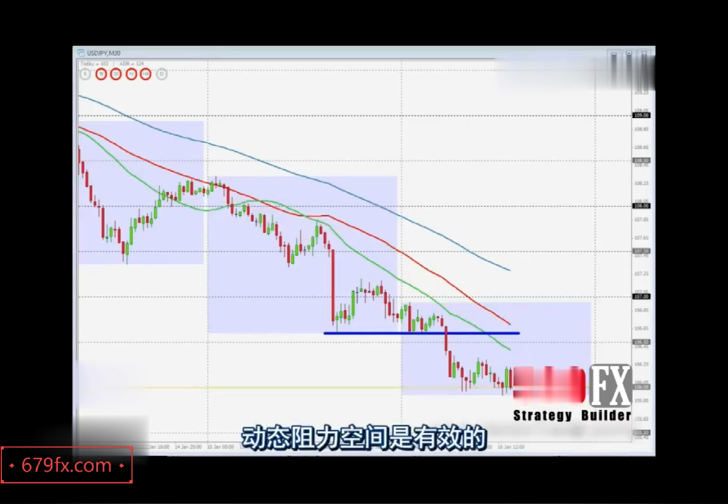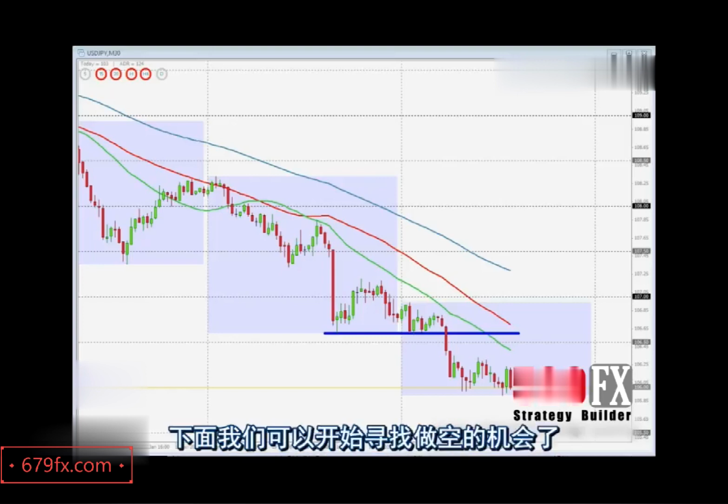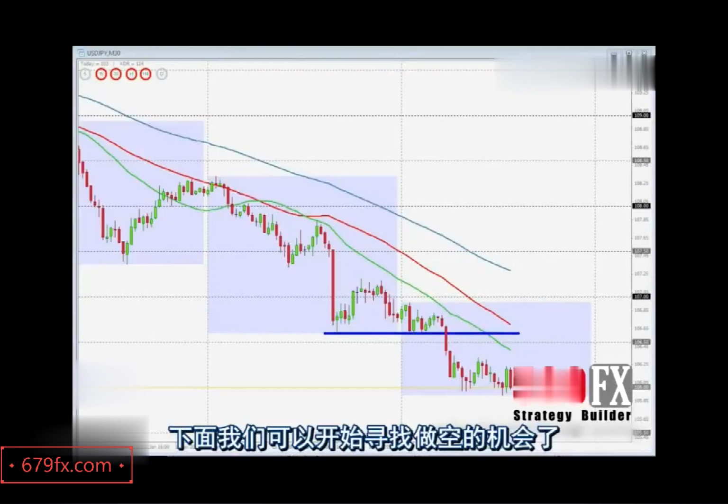So yeah, first element of any trade plan, the trend is in place. I am fairly happy with this trend. I can safely search for short entries.